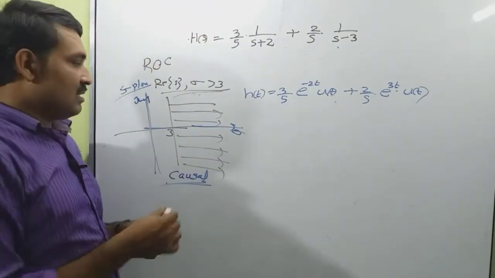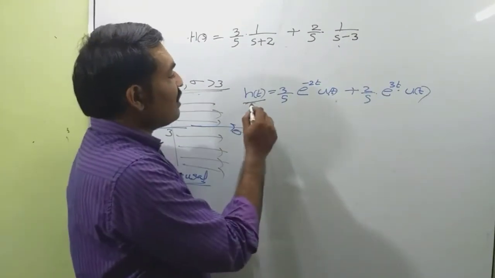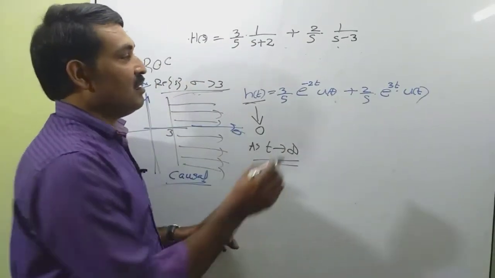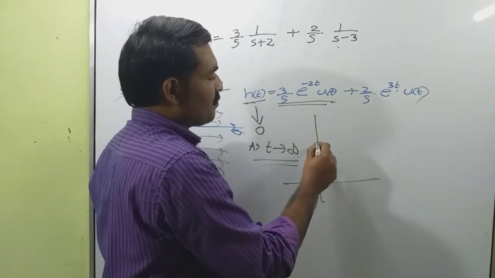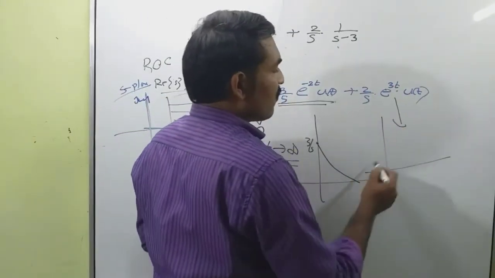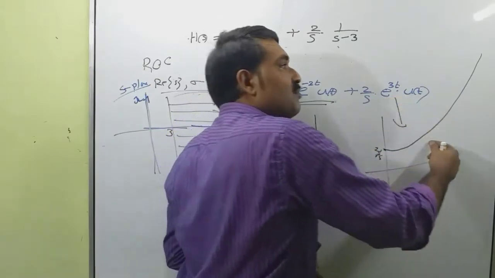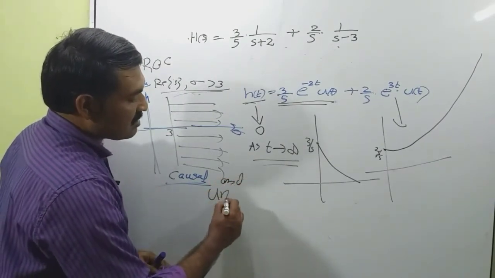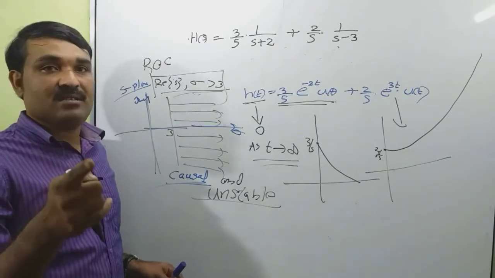Now what about the stability of the system? The system is causal since the ROC is towards the right-hand side of the S-plane. Stability means h(t) tends to 0 as t tends to infinity; then the system is said to be stable. I can draw this term: it is 3/5 at t = 0 and exponentially decays to 0. Then what about the term e^(3t)? At t = 0 the value is 2/5, and it increases exponentially to infinity. So as t tends to infinity, this portion of the response goes to infinity, so the system becomes unstable. So the system is causal and unstable if the region of convergence is greater than 3. That is the first case. Now consider the second case.